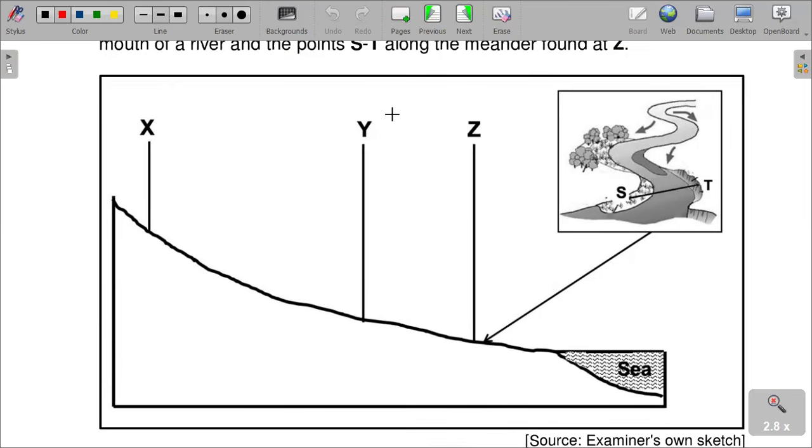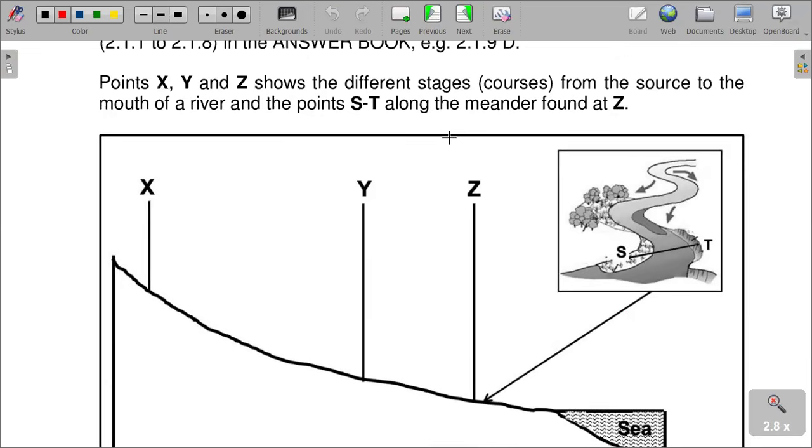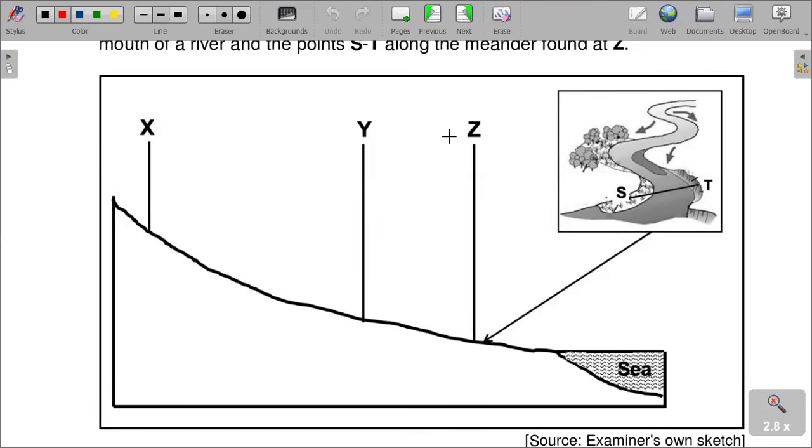We are given those questions. It is a river system with points X, Y, and Z, which show the different stage courses from the source to the mouth of the river, and the points S to T are along the meander found at Z.